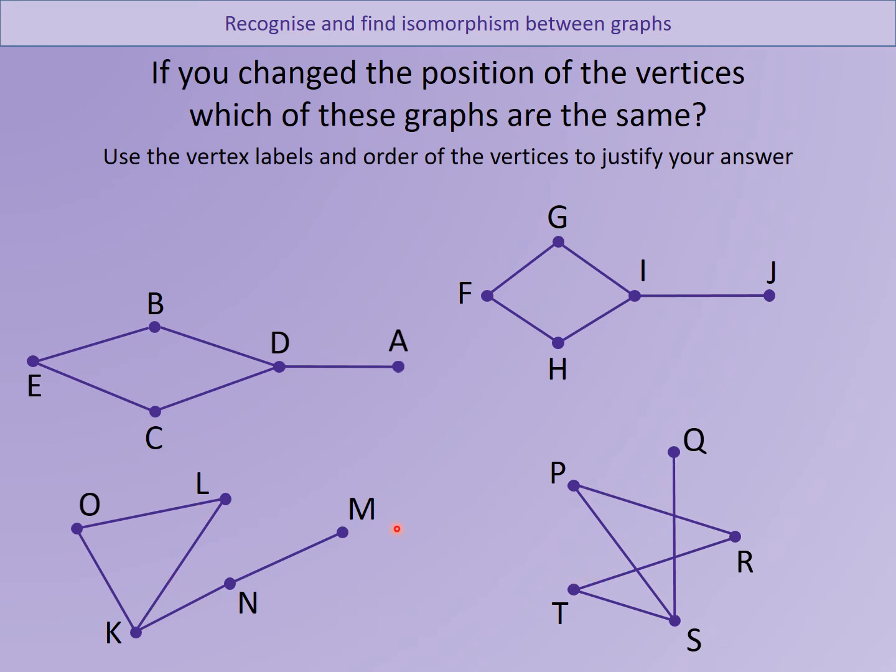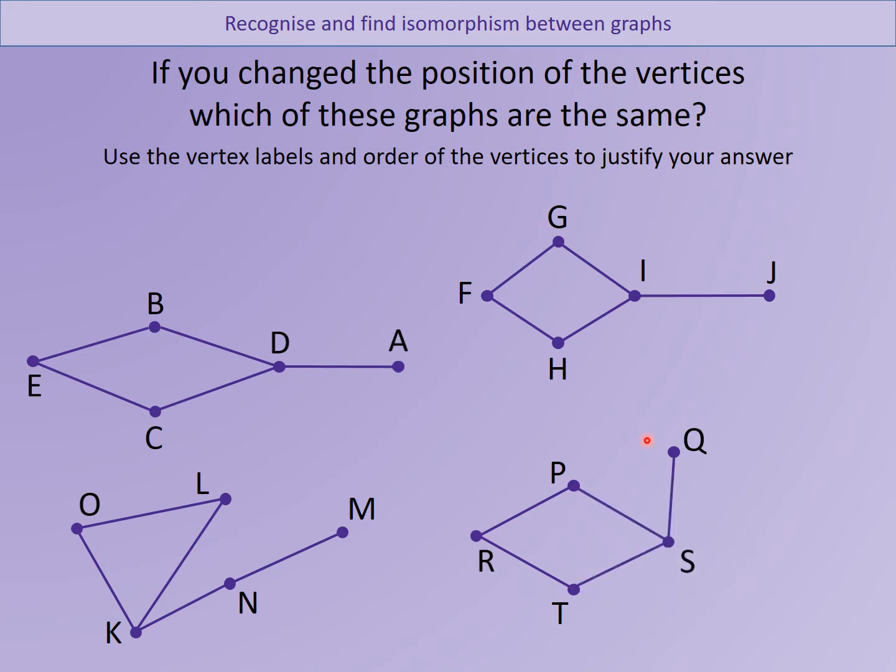What about this one? Can we get it to be the same as that, or maybe one of these? I could, couldn't I? I could move R across, still connected to P and T. I could move maybe S up, still connected to P, T and Q. And then just to make it definitely the same, I can see that Q can come down there. And oh look, that graph there was exactly the same as those two graphs. So those three, well, I don't know if you spotted it, were identical.